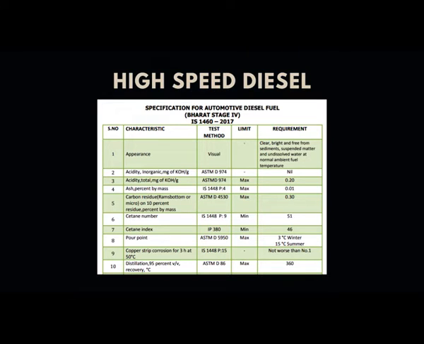Then the third important test is the pour point. Pour point is the temperature at which the liquid ceases to flow. Since high speed diesel is used as a fuel when heavy vehicles travel at a high altitude, like mountains, where the temperature will be low, at that point of time the flow of the fuel to the engine should not get stopped.